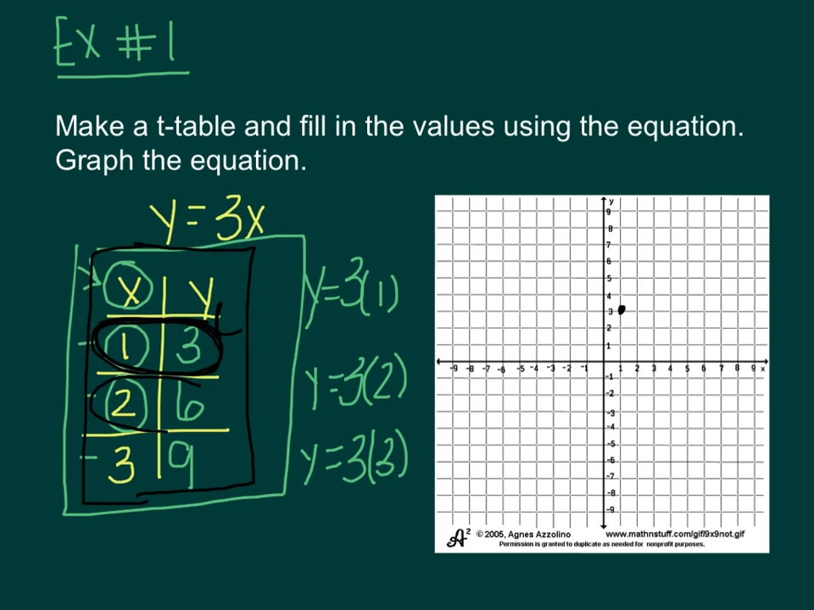Next one is over to 2, up to 6. Last one, over to 3, up to 9. Then you connect the points with 2 arrows, and I know my line was not very straight there because I can't use a ruler on this thing, but you should be using a ruler to connect your lines. And as you can see, it makes a straight line. That's why it's called a linear equation.